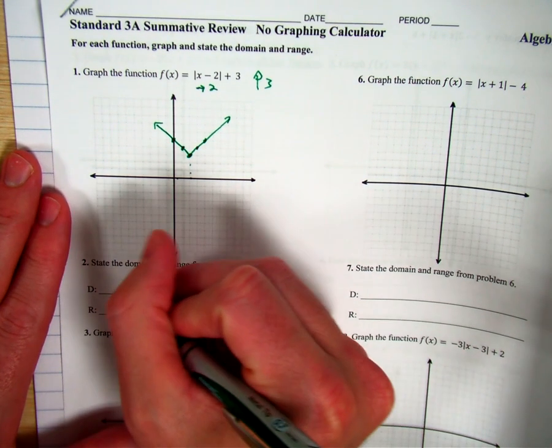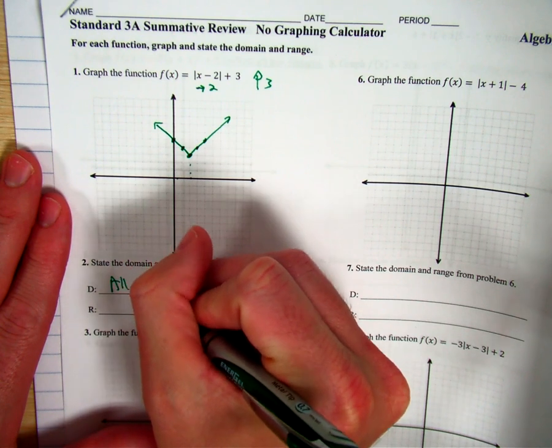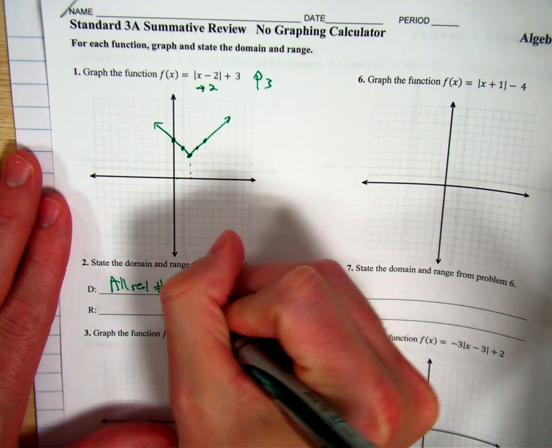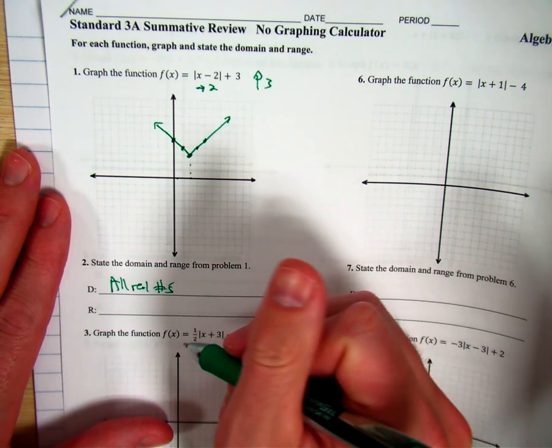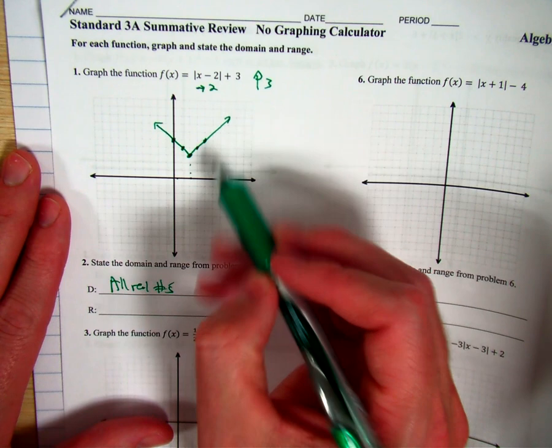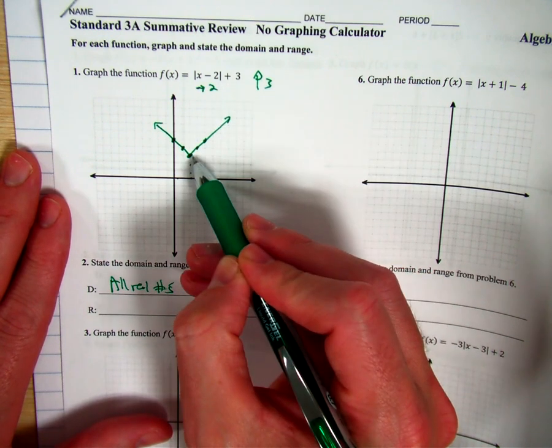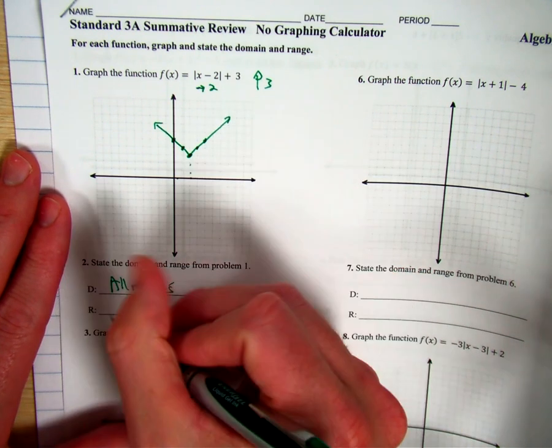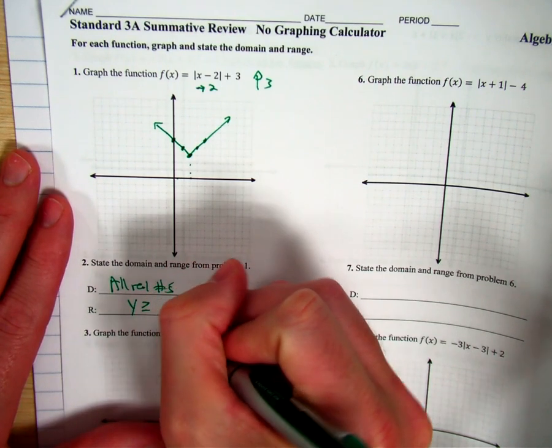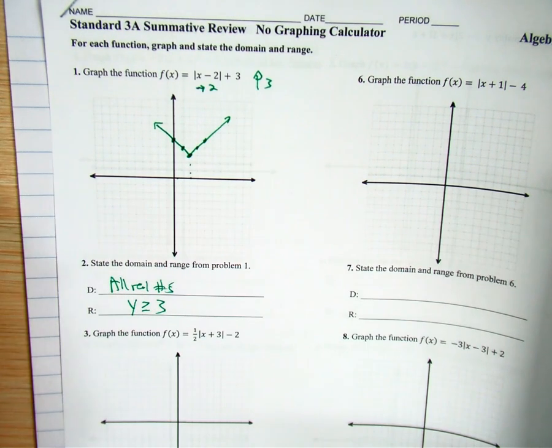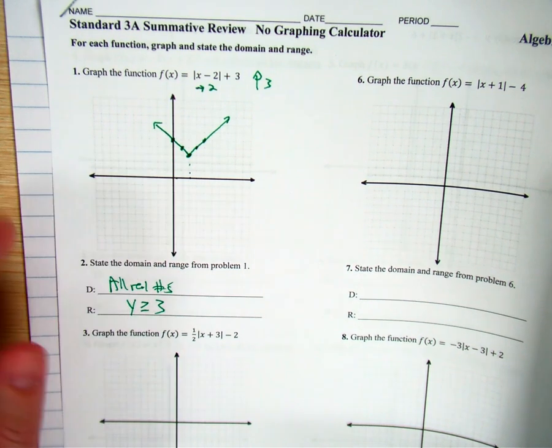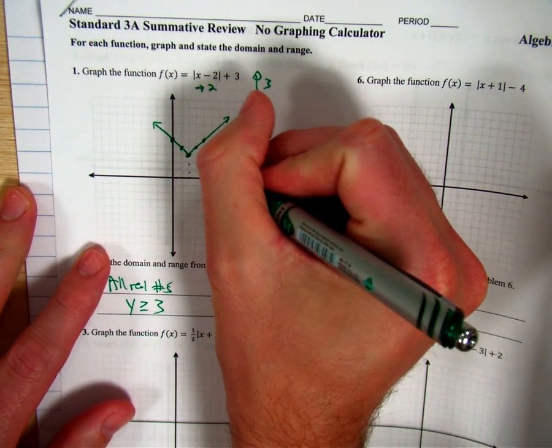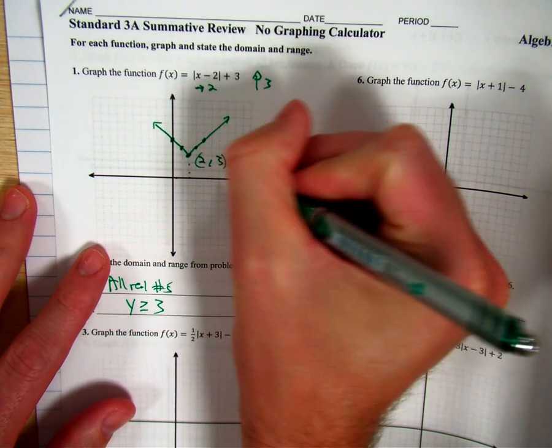Domain for all of these should be all real numbers, because we go forever to the right and forever to the left. And our range, this one's going up, but it's not going down forever. It hits its lowest point right here at 3. All of our y's are greater than or equal to 3. So your domain is going to be all real numbers, and then your range should be related to the y coordinate of your corner or vertex. And it would not hurt us to write that down.